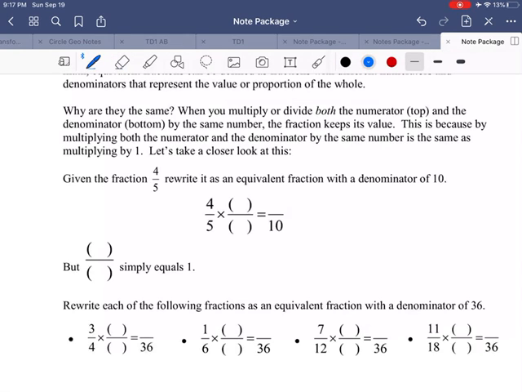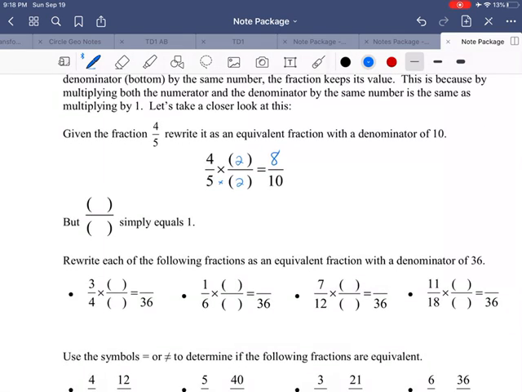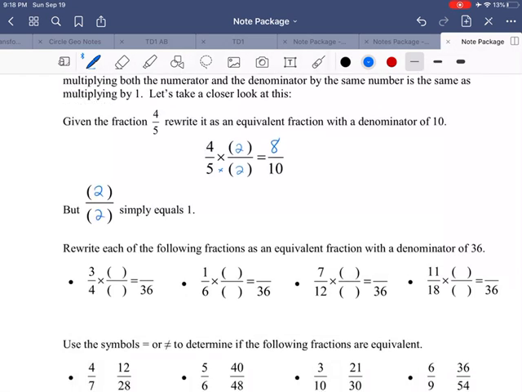So let's figure out, how do we go from 4/5 to something that has a denominator of 10? Well, what times 5 gives me 10? And it's 2. So we need to do the same thing to both the top and the bottom, and we're going to get 8 out of 10. Let me just clean that up a little bit there. Okay, 2 over 2 simply equals 1. That's why you can multiply by any same number as long as you're doing the top and the bottom, and you'll get an equivalent fraction.